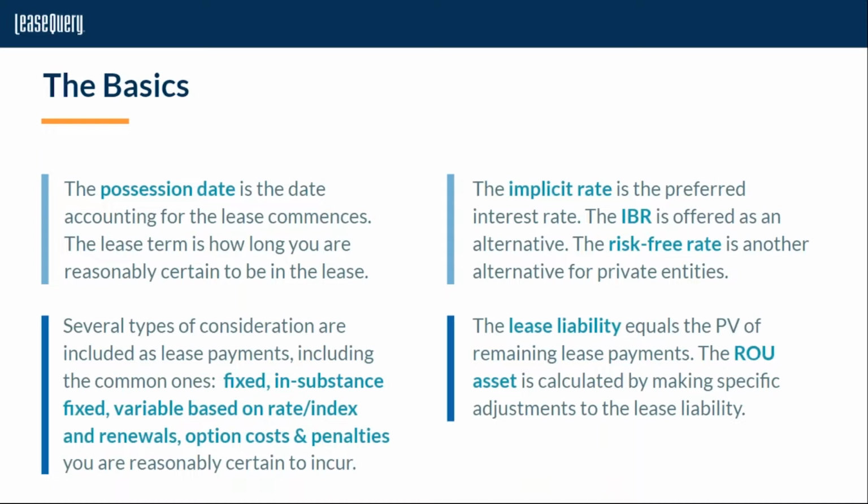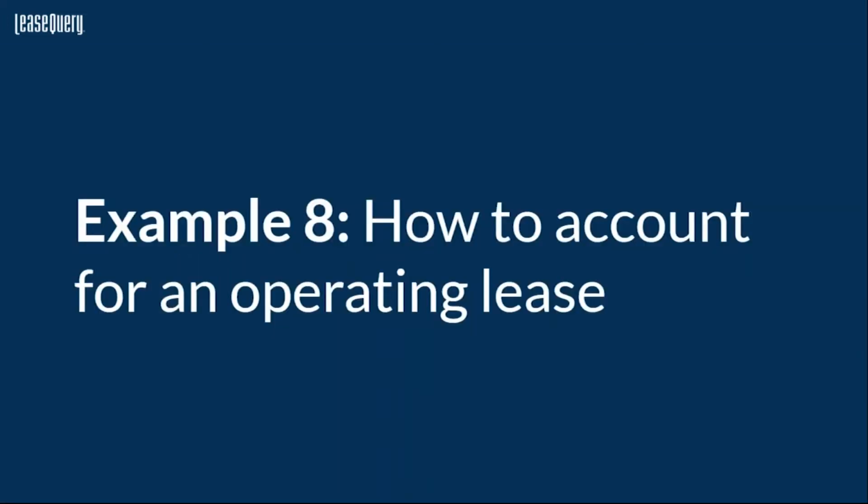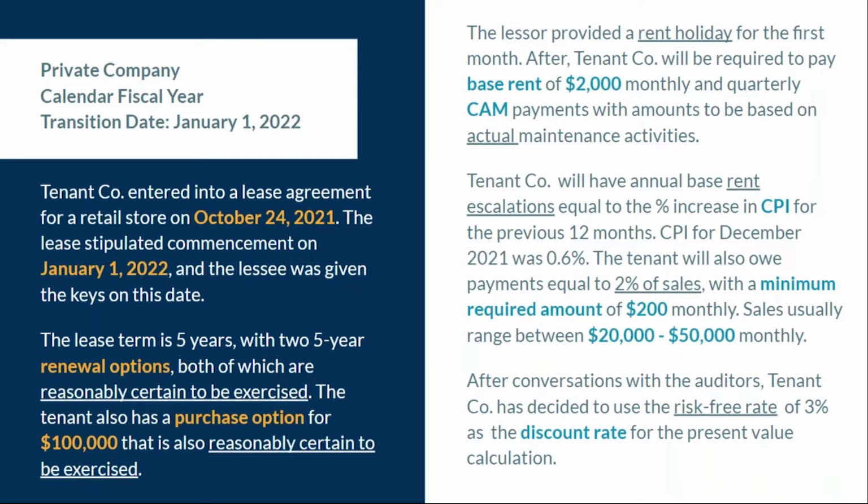So let's walk through an example of operating lease accounting to illustrate. The example that follows is example 8 from the Ultimate Lease Accounting Guide, how to account for an operating lease. First, we'll review the set of facts and assumptions. We'll use the lease agreement scenario from examples 4 and 5 in this series, where we walked through how to calculate a lease liability and right-of-use asset.